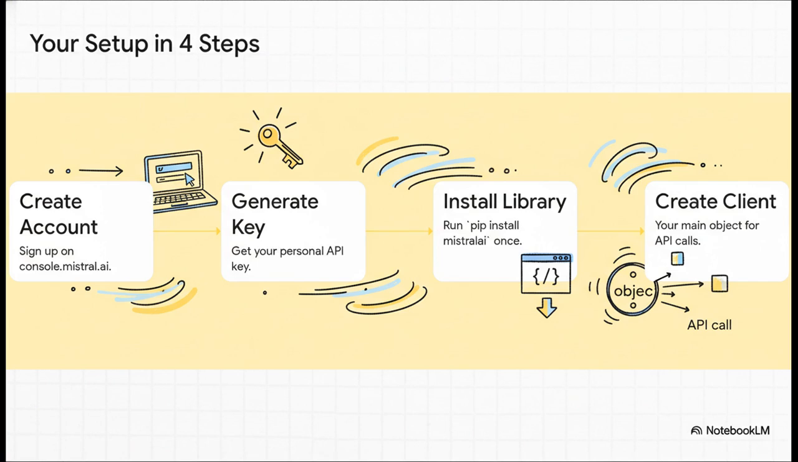See? It really is that simple. Let's just run through the whole setup again. Four steps. That's it. You create an account, generate your API key, run one little command to install the library, and then create that client object in your code. Boom. You're done. You are officially ready to start building something cool.